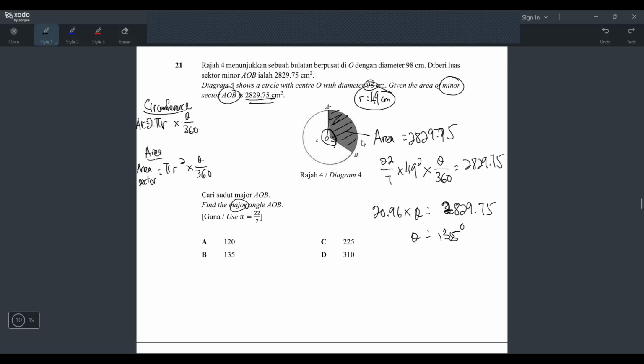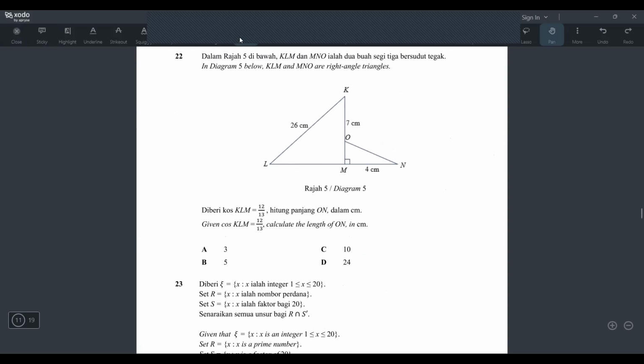This is how I tekan. So the 135 is not your answer. You don't bullet B. B is not the answer. The 135 is here, because this one is a minor sector punya area. That's why when you find this angle, this is also the minor sector punya angle, 135. So to get the major angle, I have to take 360 minus 135. So the answer is 225. Okay, very simple.